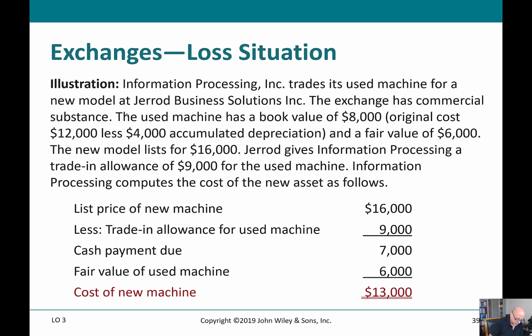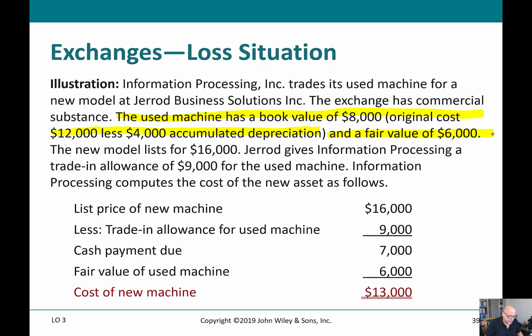And so I want to turn this to yellow. A used machine has a book value of $8,000, original cost of $12,000 minus $4,000 accumulated depreciation, and a fair value of $6,000. So you've got a loss situation right off the gate because we've got a fair value of $6,000 and a book value of $8,000. We know we're going to have to take that entire loss of $2,000.